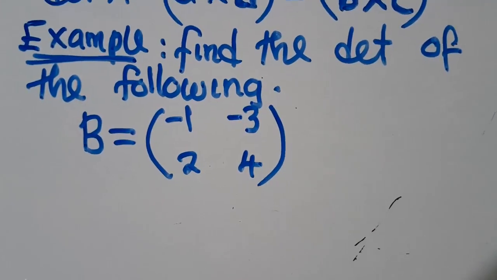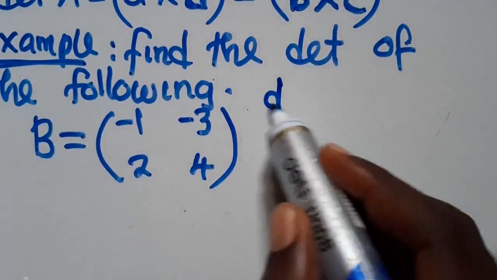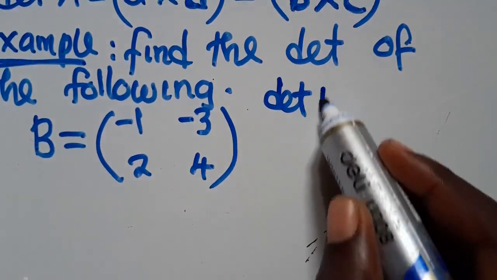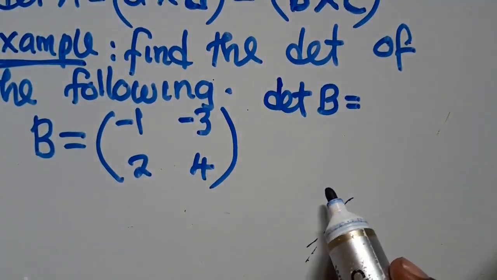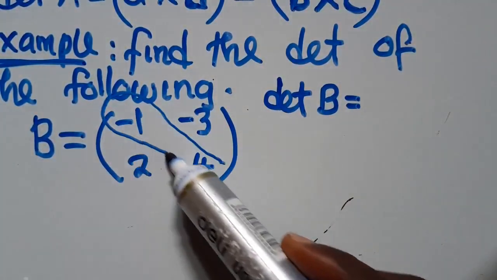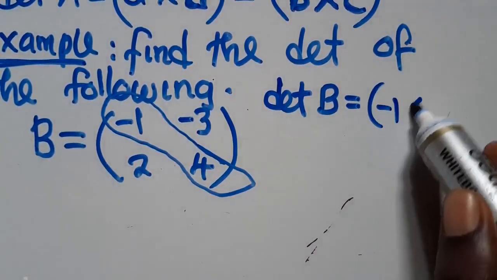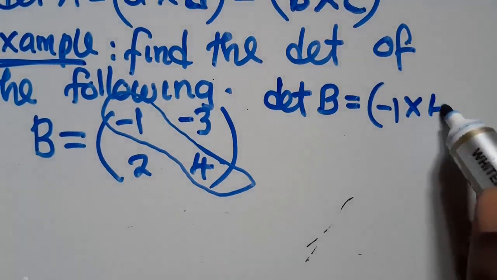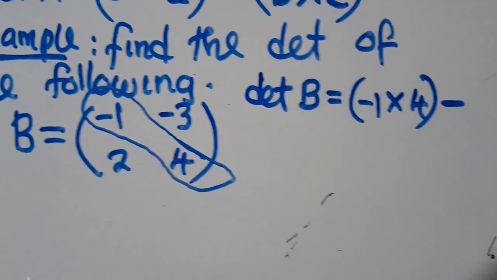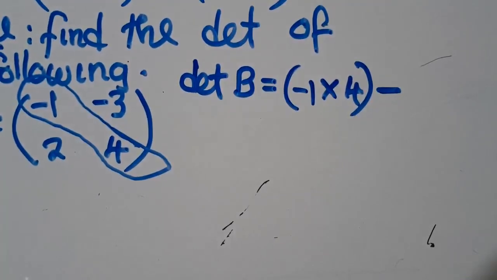How can you find the determinant of this one? You are going to say that determinant of B is equal to, you say major diagonal. Don't forget, this is the major diagonal. So you say major diagonal, we've got -1 times 4. Then you say minus. It is just part of the formula. So minus the minor diagonal.